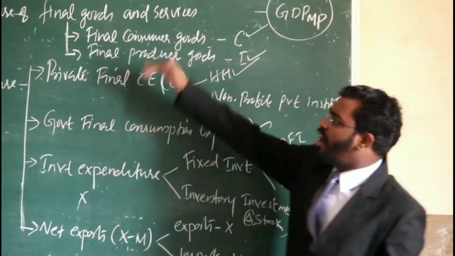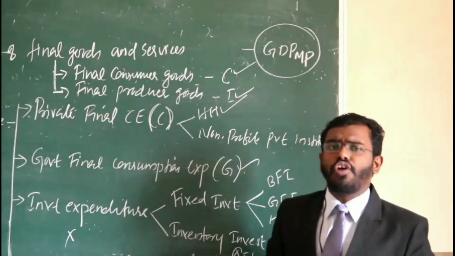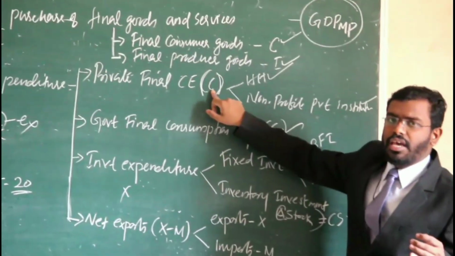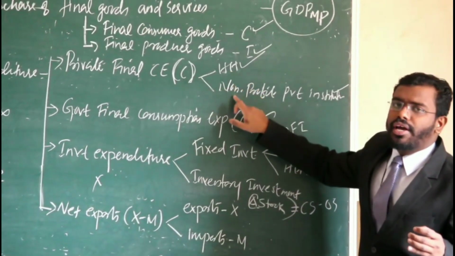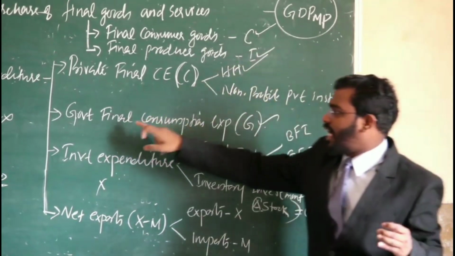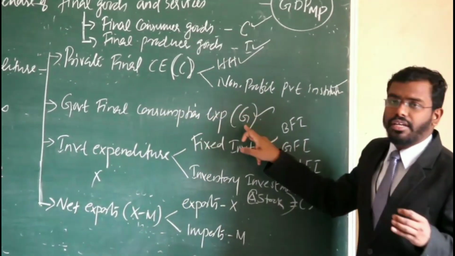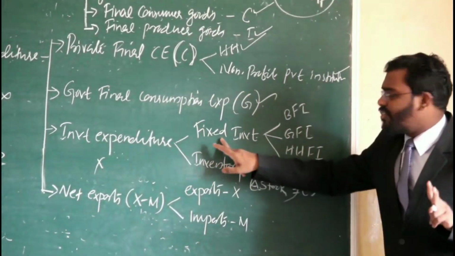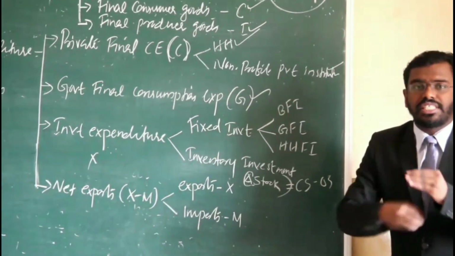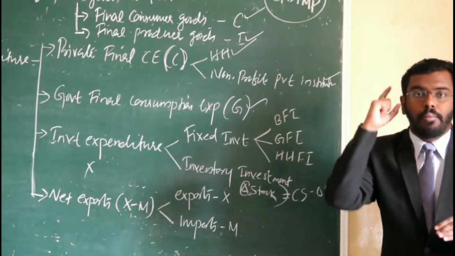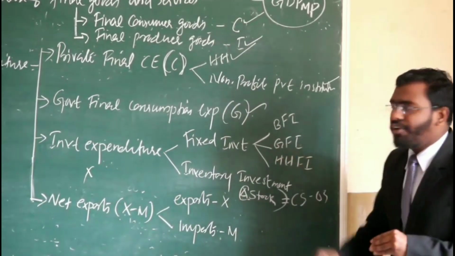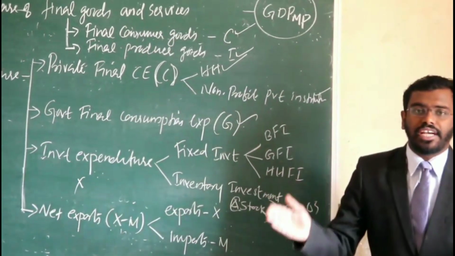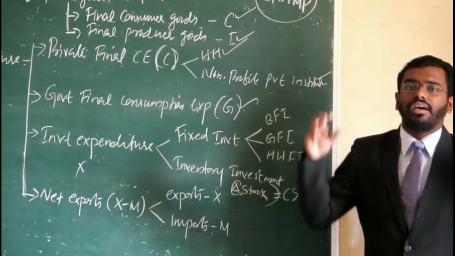Okay, so these are the 4 types of final expenditure. First one, private final consumption expenditure, denoted by C. It is the expenditure made by household and non-profit private organization. Second one, government final consumption expenditure. It is denoted by G. And the next one, investment expenditure. Investment expenditure is of two types: fixed investment and inventory investment. Fixed investment is again classified into three types, that is business fixed investment, household fixed investment, and government fixed investment. And last one, that is net export. Net export means difference between export and import.